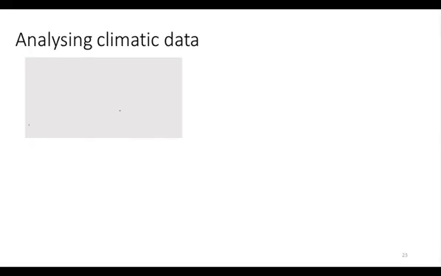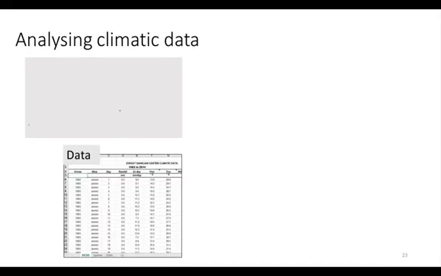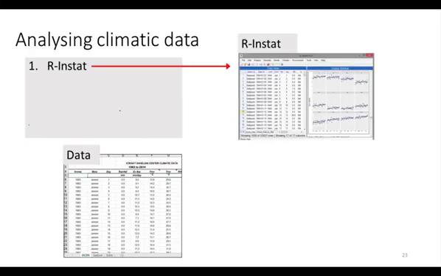For analysis of climatic data, we expect users to fall into one of 4 groups. The first group is those who find R-Instat would be a useful addition. They are now able to analyze their station and possibly gridded data, which they found to be a daunting challenge before.